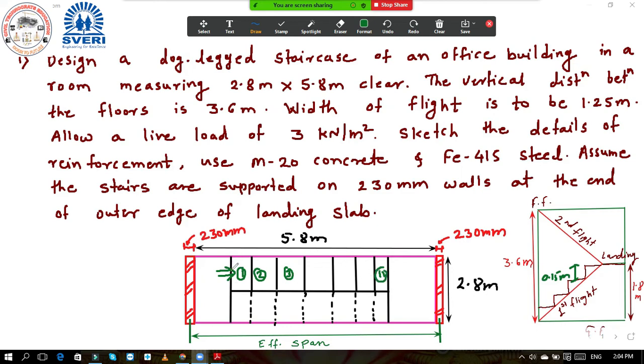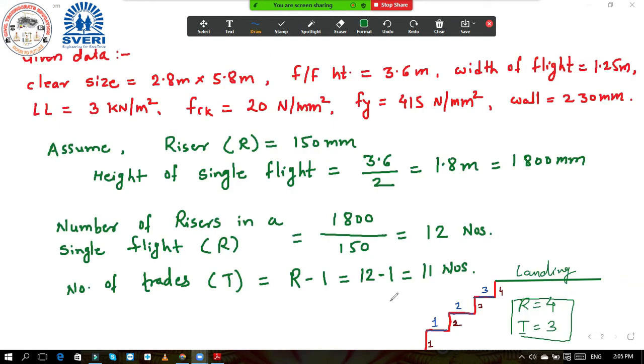Let us assume that our single tread is 280 mm. As this is an office building, we will keep our tread, this much single tread from this point to this point. The single tread is 280 mm. But how many such treads are required? 11 treads are required. So 280 into 11, if you do, you will get this length from this point to this point. This is your going length. So we will calculate here.